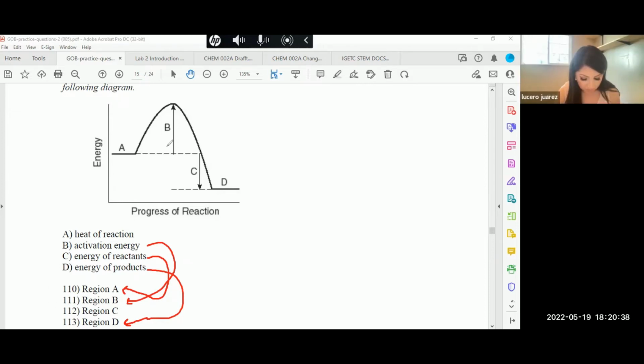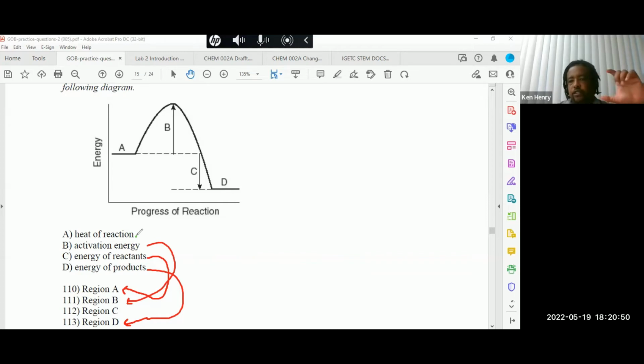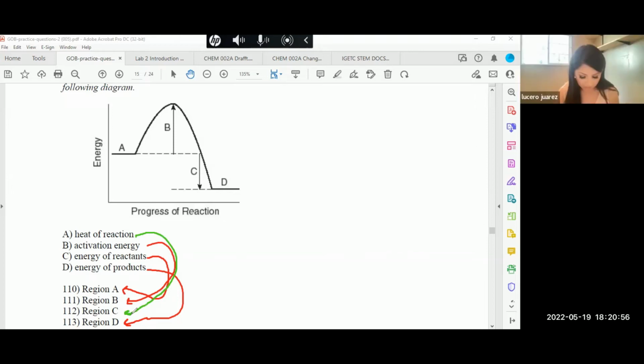And then region C is going to be the heat of the reaction. That's where you're going from your products to your reactants, taking the difference of that energy. So that's C. I'm going to change some of those colors so they're not all the same. So the heat of reaction, reactants is A, and products is D.